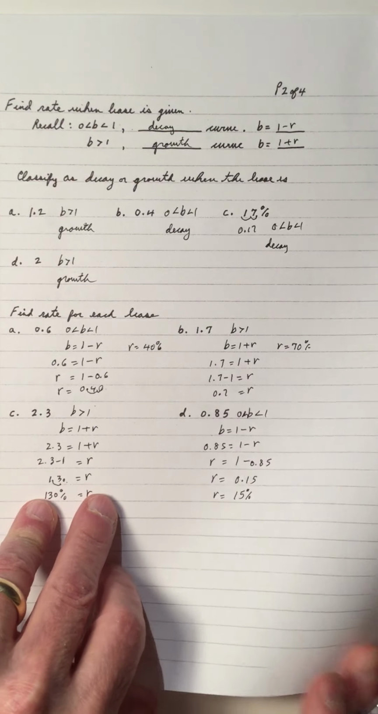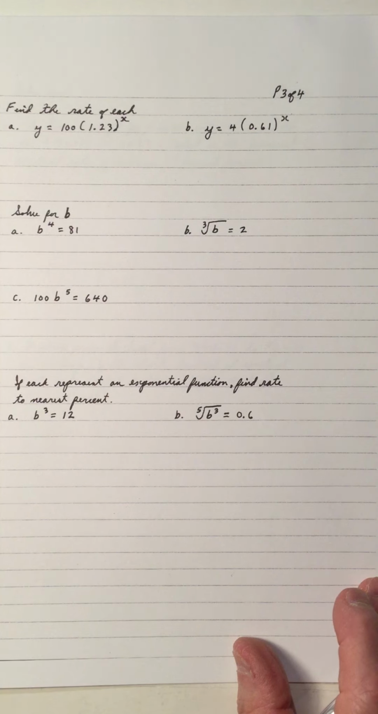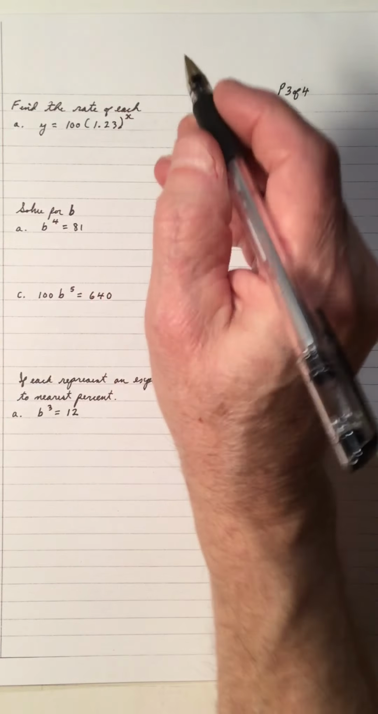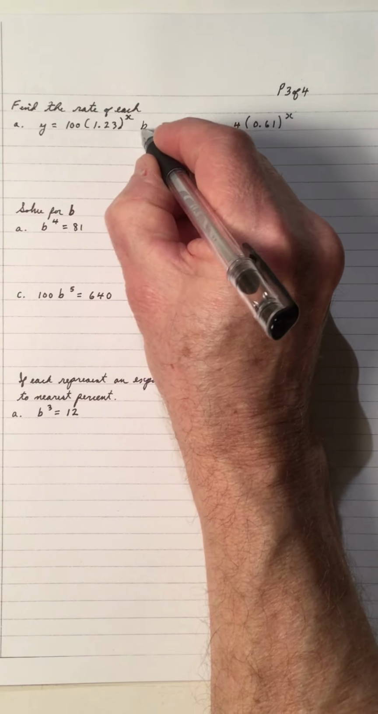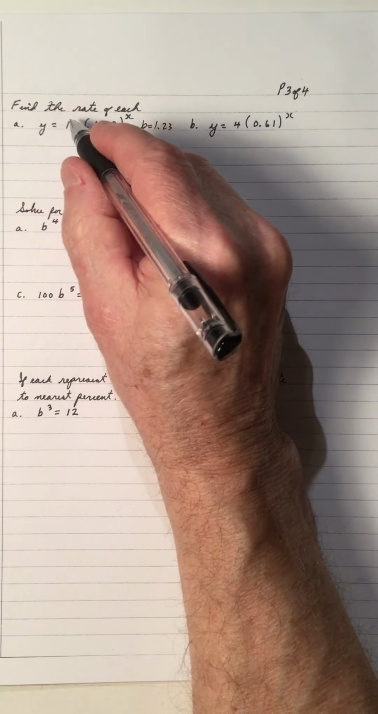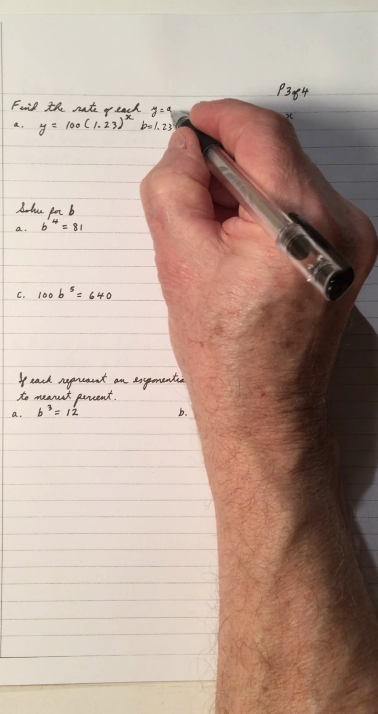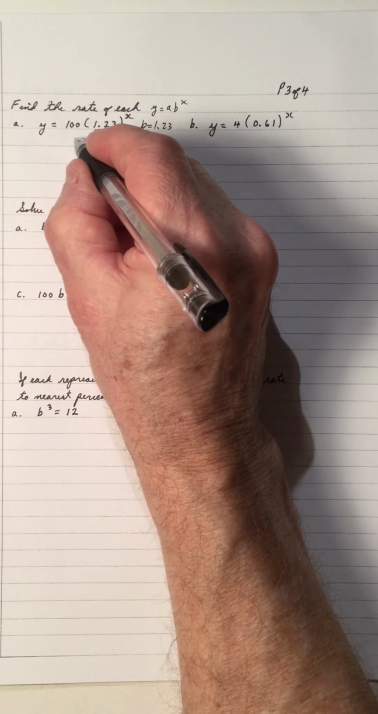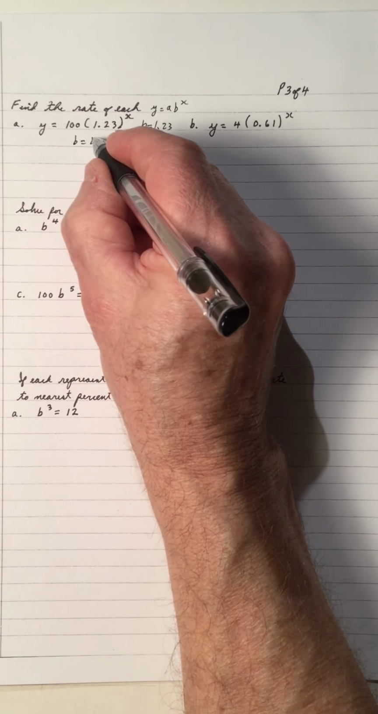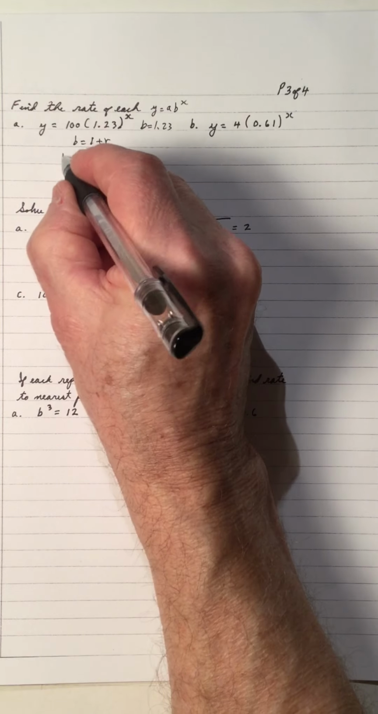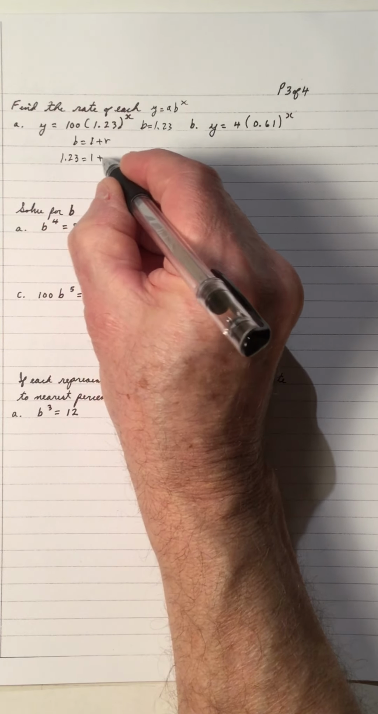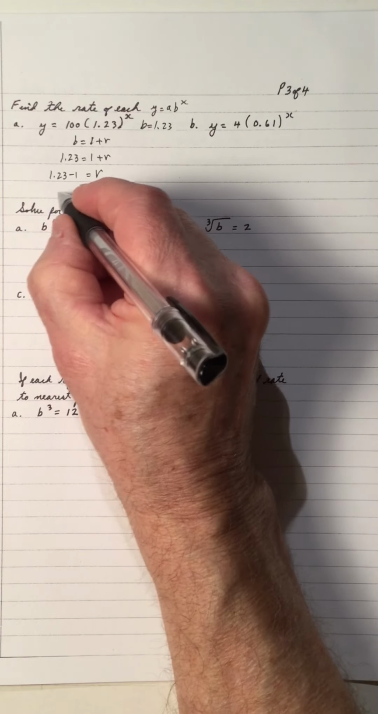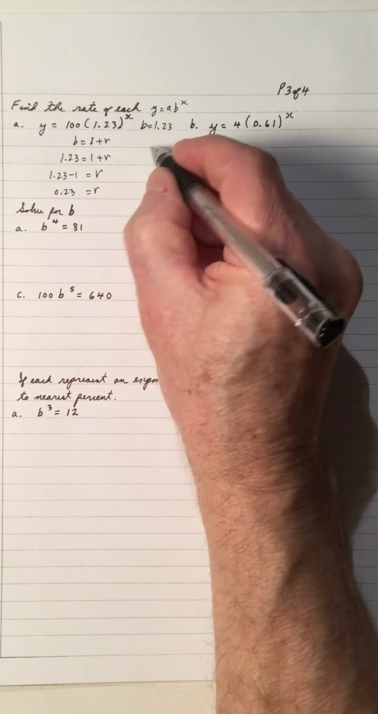A little bit of practice on finding the rate. Now let's look at some equations where we have to find the rate. Here we go. Find the rate of each. Notice the base is 1.23 because this equation is y equals a b to the x. That means the base is a growth, so the base is equal to 1 plus the rate. So 1.23 equals 1 plus the rate. So the rate is 1.23 minus 1.